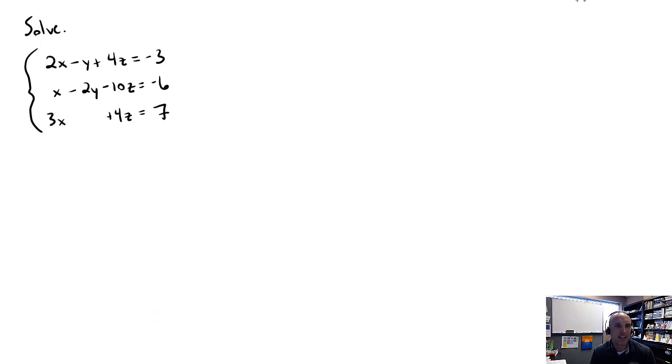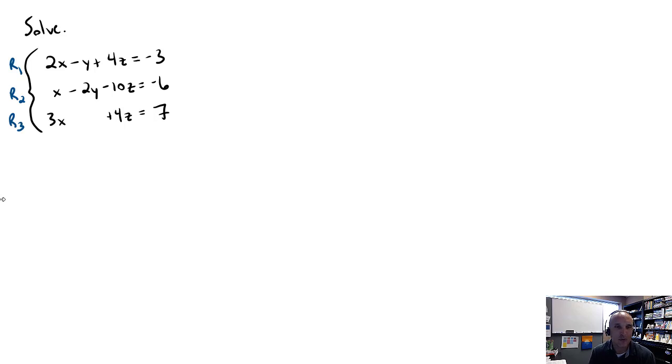Okay, so in this example, we have 2x minus y plus 4z equals negative 3 as our row 1. X minus 2y minus 10z equals negative 6 as row 2. And 3x plus 4z equals 7 for row 3. Now we want to eliminate a variable so that we get a system of 2 equations with 2 variables.